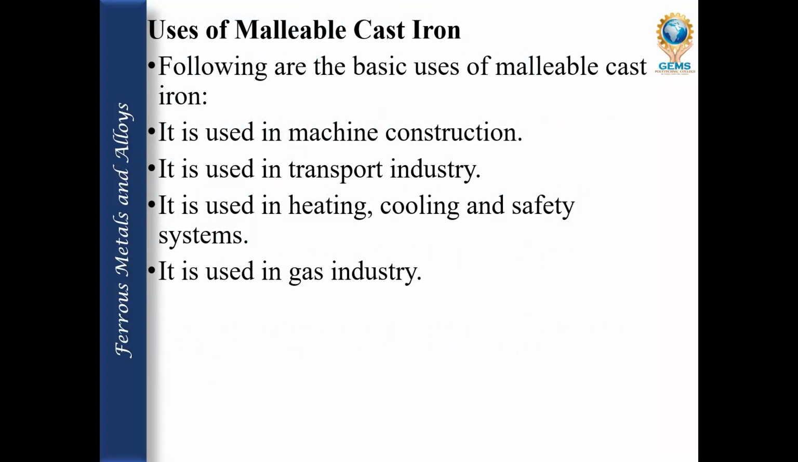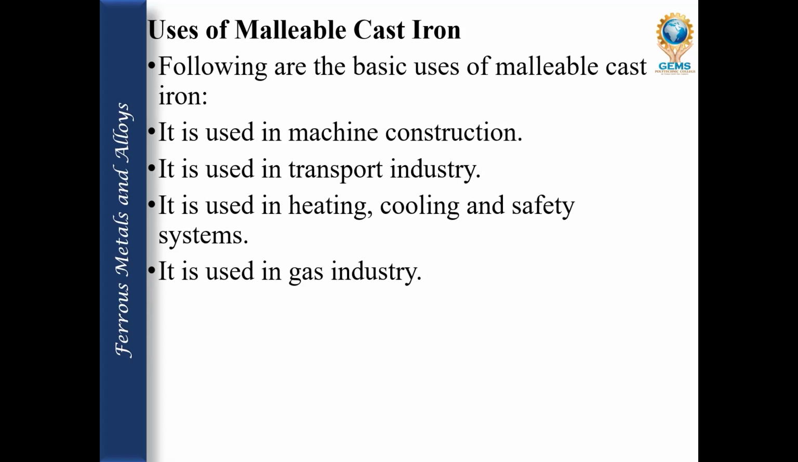Next one is the uses of malleable castings. Following are the basic uses of malleable casting. It is used in machine construction. Basically, they use this malleable cast iron for the construction of machines. For example, when you go to manufacturing industries, you would see so many machines, big, giant machines. Basically they use this malleable cast iron to make those kinds of machine parts.